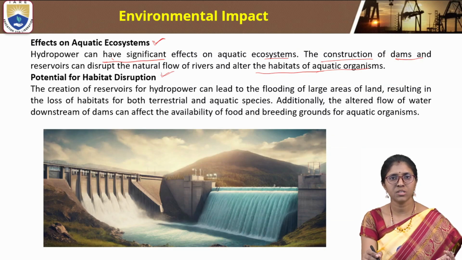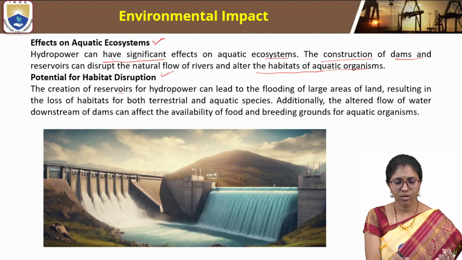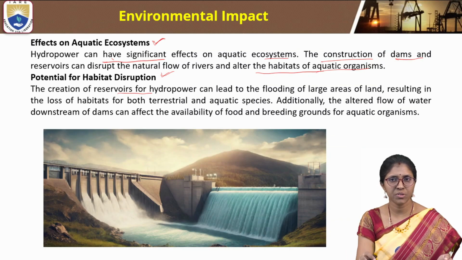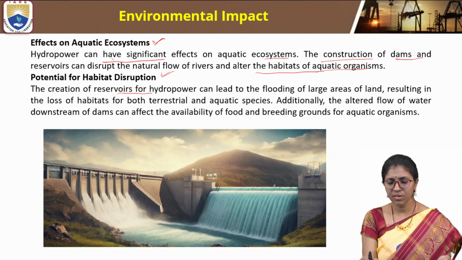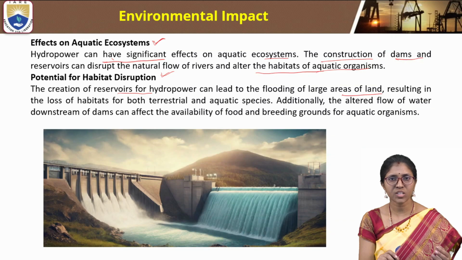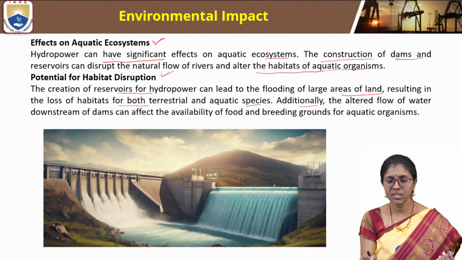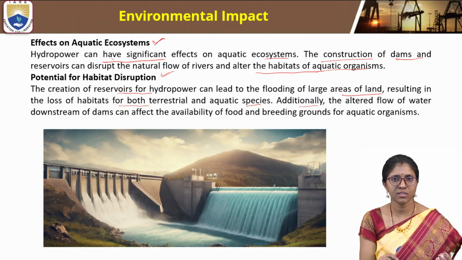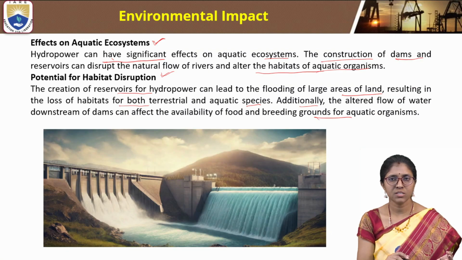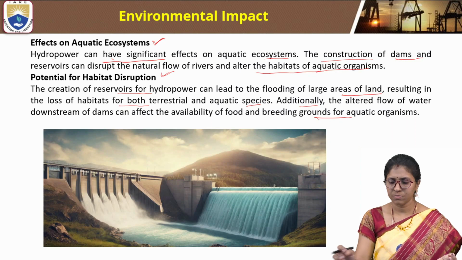The creation of reservoirs for hydropower can lead to the flooding of large areas of land, resulting in the loss of habitats for both terrestrial and aquatic species. Additionally, the altered flow of water downstream of dams can affect the availability of food and breeding grounds for aquatic organisms. So this is the environmental impact of hydropower systems.